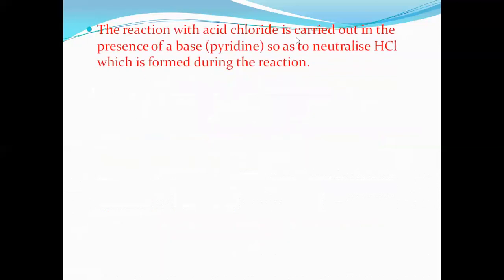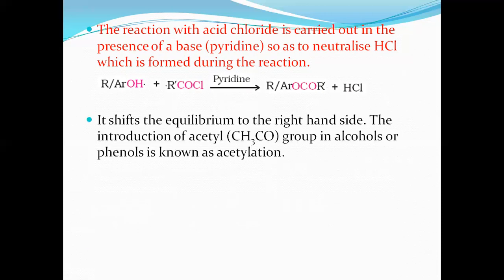With the acid chloride, that means alcohol reacts with the acid chloride. Here, pyridine is used instead of concentrated sulfuric acid. Pyridine is used, and HCl is also neutralized, and esters are formed. The salicylate product is formed here. When alcohol reacts with acid chloride in the presence of pyridine, ester is formed with the liberation of hydrochloric acid. Remember, it shifts the equilibrium to the right hand side.